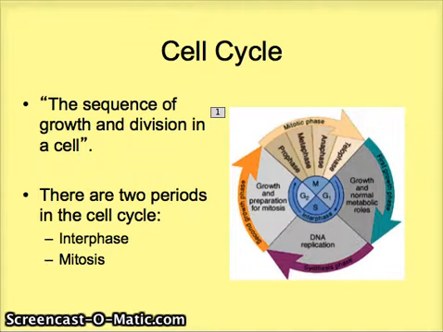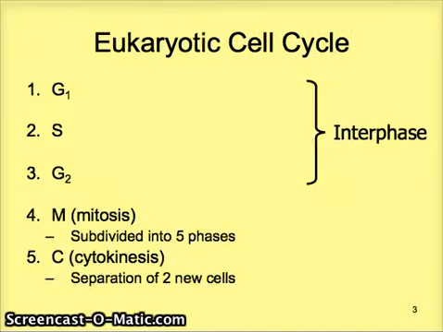Interphase is made up of three phases. The G1 phase, which is called gap 1. This is because this is the time between when mitosis ended and the DNA synthesis for the next cycle will begin. The synthesis phase, which is when DNA will be replicated, and the gap 2 phase. This is the time between synthesis and the actual start of mitosis.